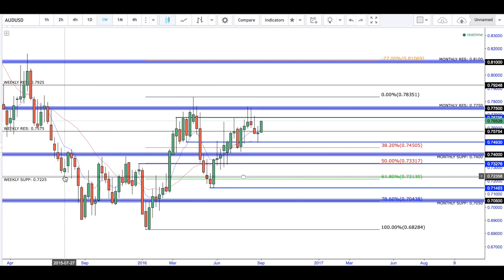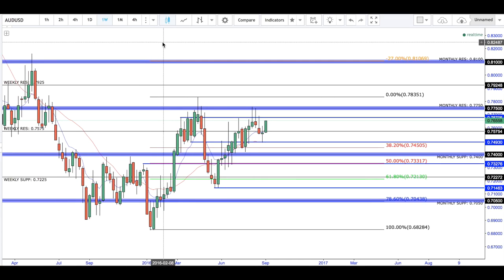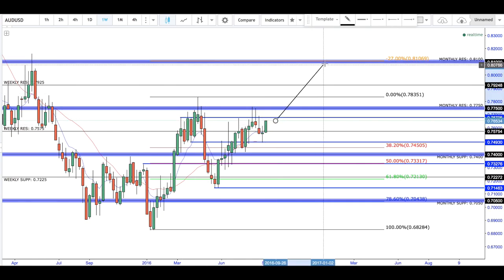And with this, I'm looking for it to come up to make new highs, and the minus 27, the 127% extension level is lying directly on top of the monthly resistance. Look at that, A100. So Aussie dollar, now I've looked at this on the weekly, and we're going through this example together, guys. I am looking for this pair to continue up to 0.8100, say, just to say a round number.